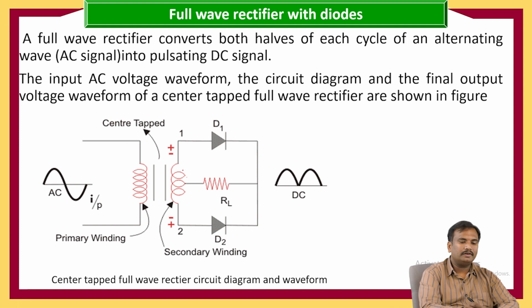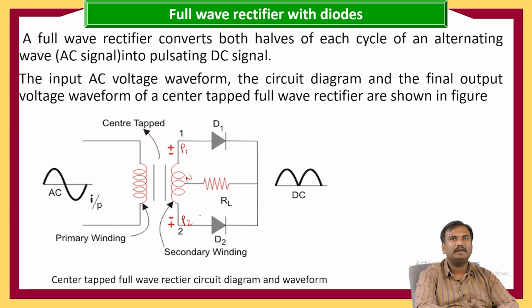The center tapped transformer has the neutral here, and this is the phase P1. Let us consider phase 1. This is P2. P1, P2. This is the phase and this is the neutral. Neutral is common to both the diodes or both the phases. So here these diodes are connected in series with the transformer, first phase and second phase.